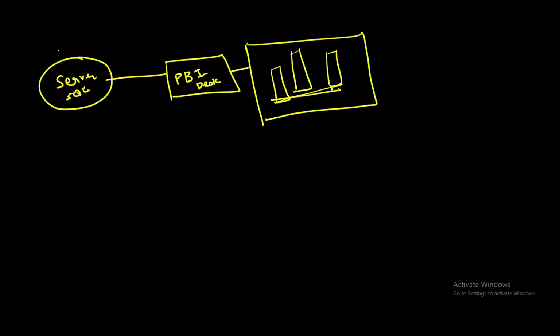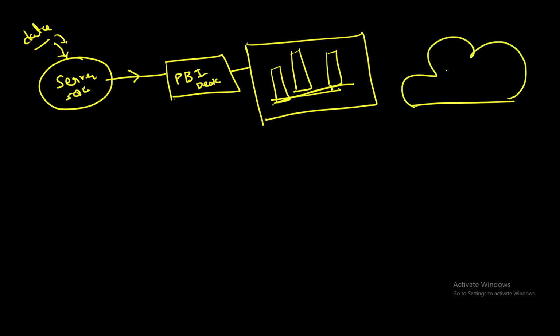And see, number one, the server is continuously getting data. That means OLTP data is continuously coming into the server. But when we are preparing the report, the data becomes static, so there will be no change in this report on the desktop. Now what we have to do: this is my cloud, this is my Power BI service.